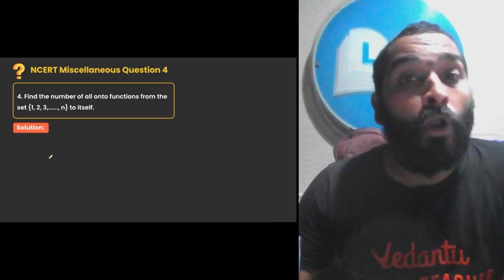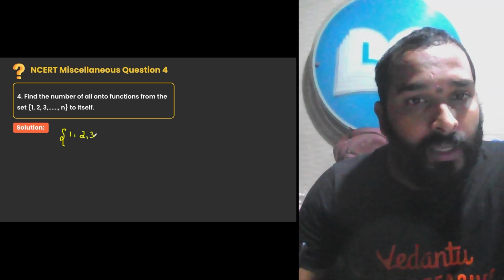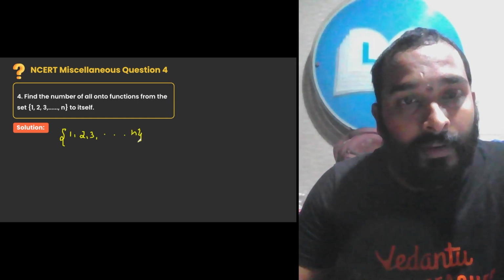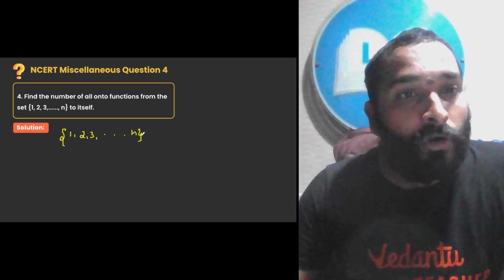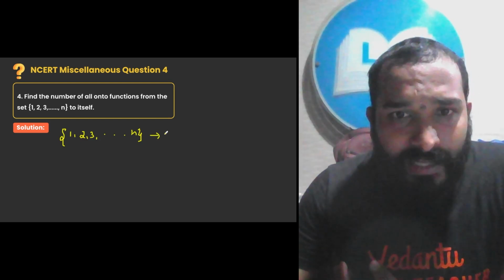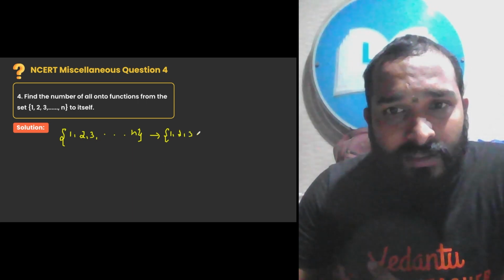Find the number of all onto functions from the set 1, 2, 3 till n to itself. So the number of onto functions from a set to itself means from this set to the same set again. Correct, children? Yes, this is what is given in the question.